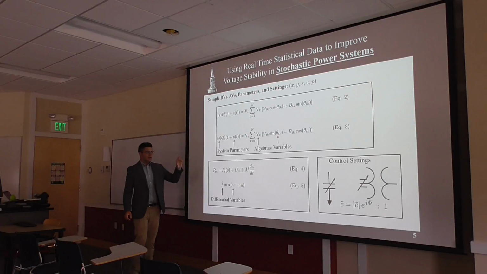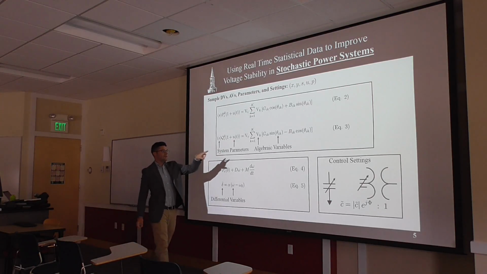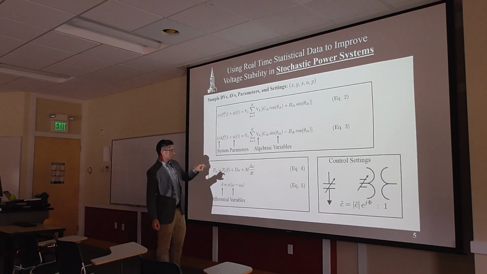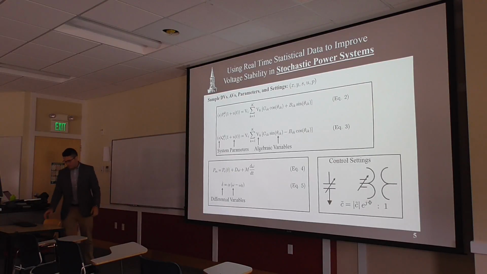And to get a more intuitive sense for these things, here's an example of some differential variables in the swing equation. We have our control settings, which are governed by p, and then we have our algebraic variables, y, and here are our system parameters, which control the load in our system.